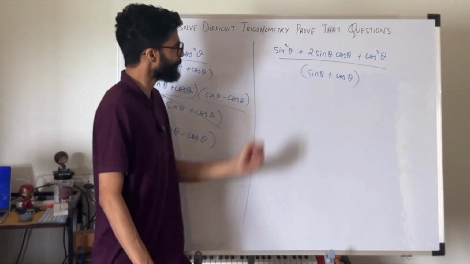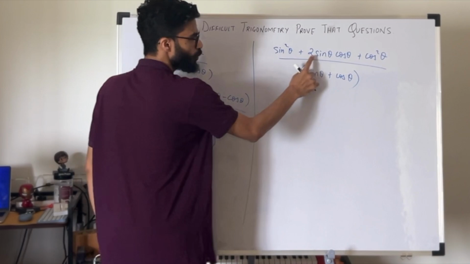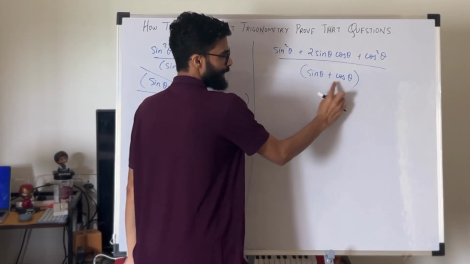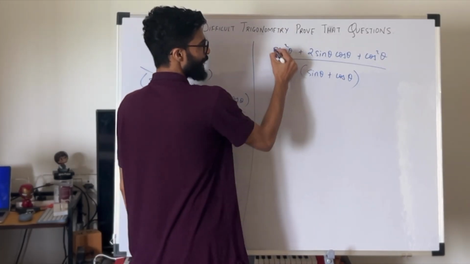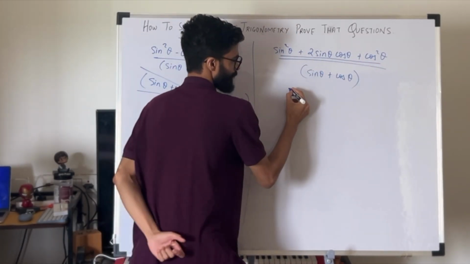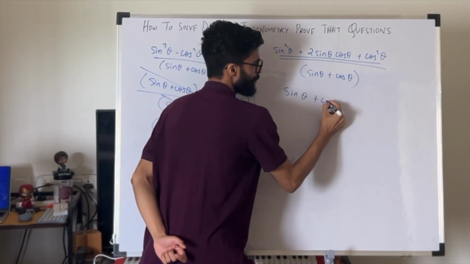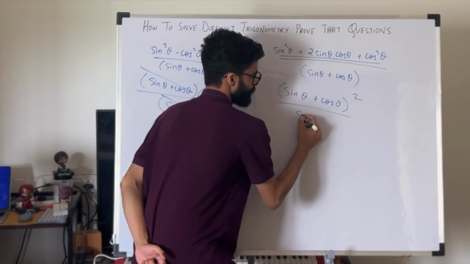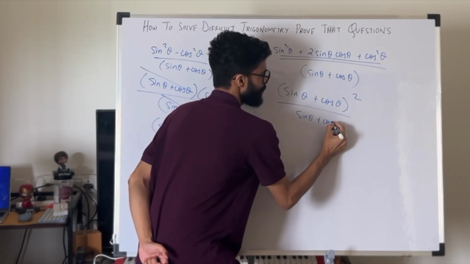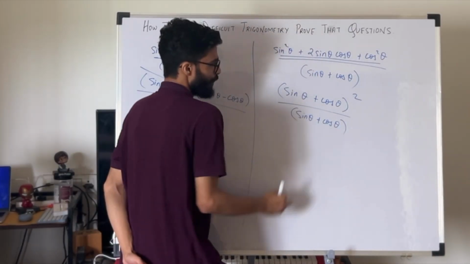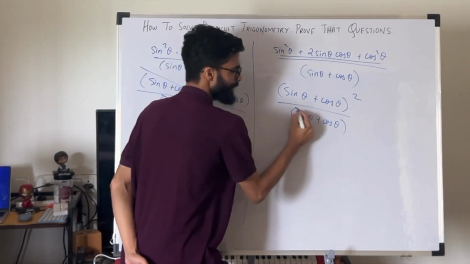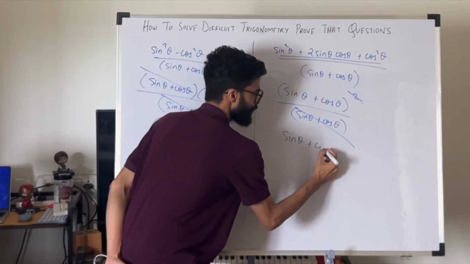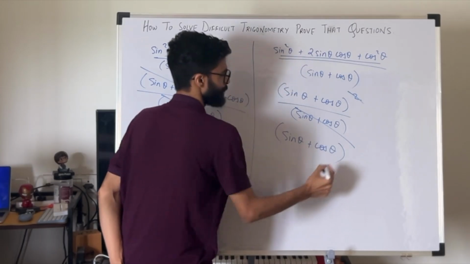Now, the second example, sin square theta plus 2 sin theta cos theta plus cos square theta in the numerator upon sin theta plus cos theta. If I adjust this numerator, it's nothing but sin theta plus cos theta whole square upon sin theta plus cos theta. Now my bases are same. If I just reduce the powers after simplification, I am getting sin theta plus cos theta.